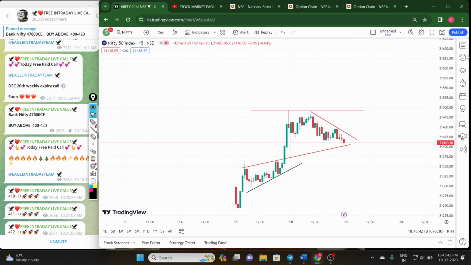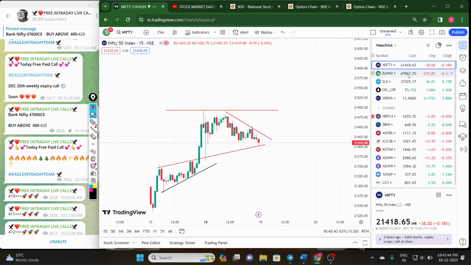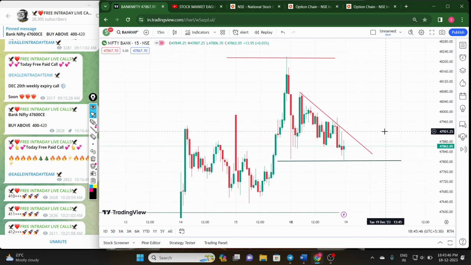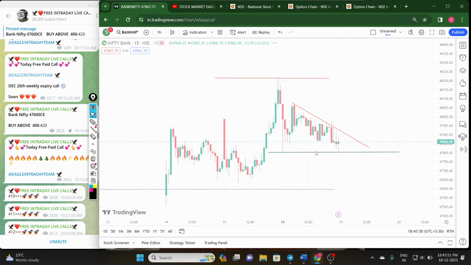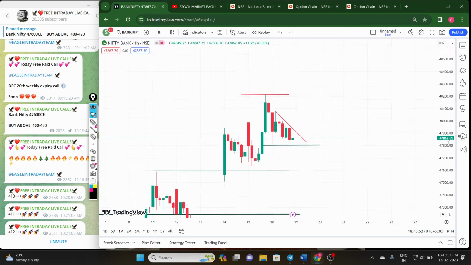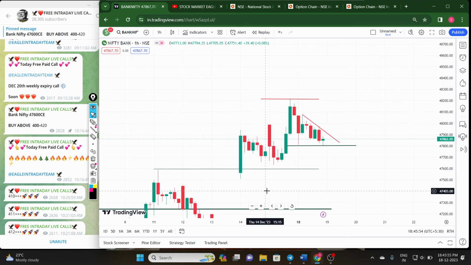Now I can go to the Bank Nifty Tuesday analysis. How to trade Bank Nifty on Tuesday. Coming to the hourly chart, you can observe here the Bank Nifty hourly chart. The trend is still negative in the short term, but the overall trend is positive.